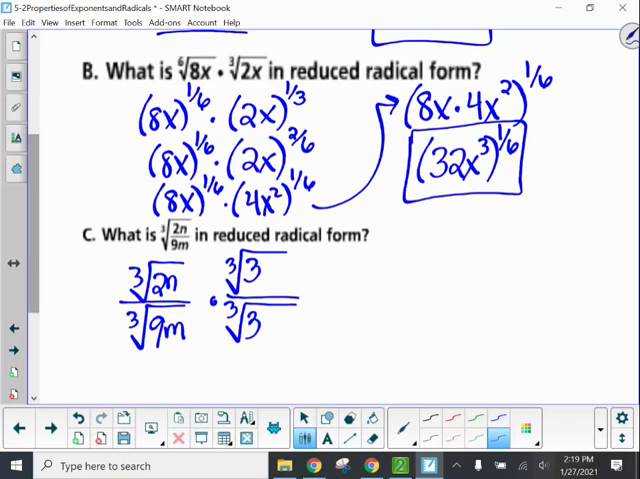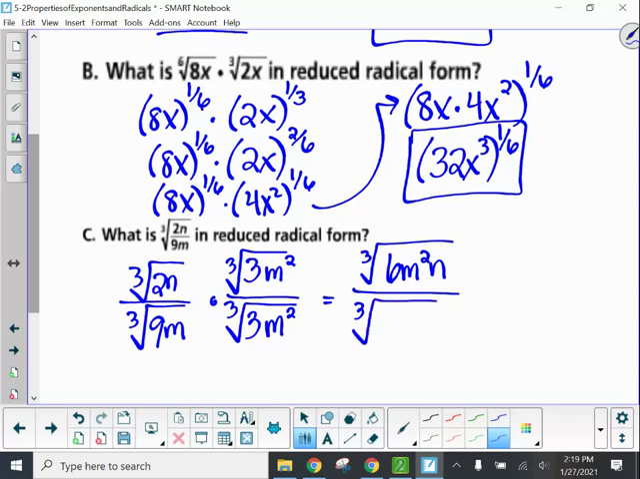So the m currently has an exponent of 1. I need to add 2 more onto that. So I'm going to multiply by an m squared. By multiplying the same thing on the top and the bottom, you're multiplying by 1. And remember, just like we talked about before, when you multiply by 1, you're not changing the value of your fraction. So on the top, I'm going to have 6 m squared n, as I multiply the 2 and the 3 together, over the cube root of 27 m to the third.